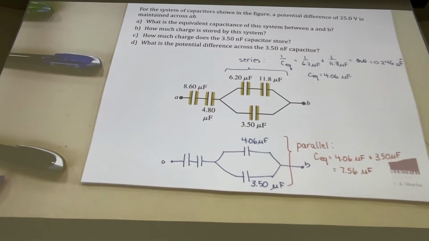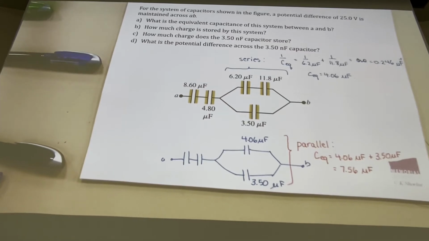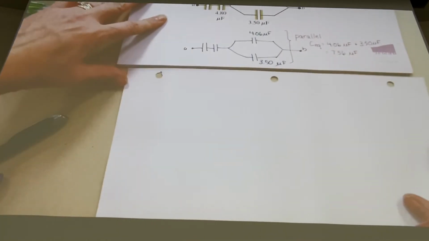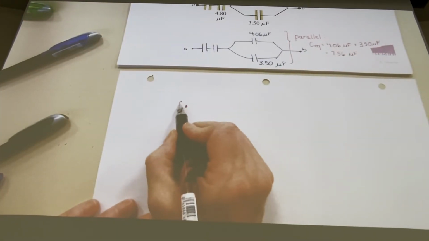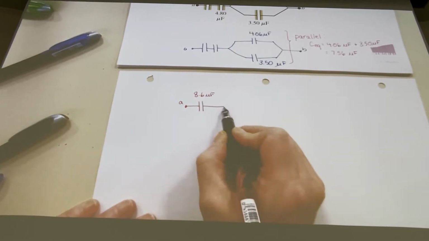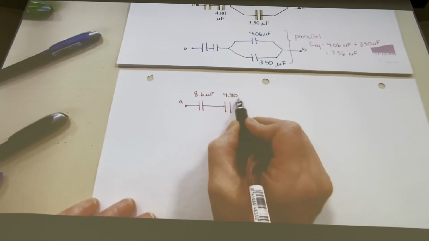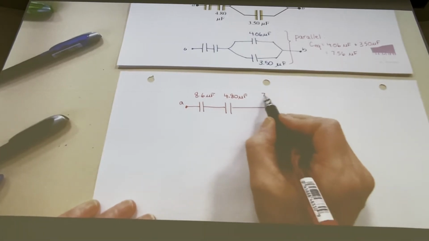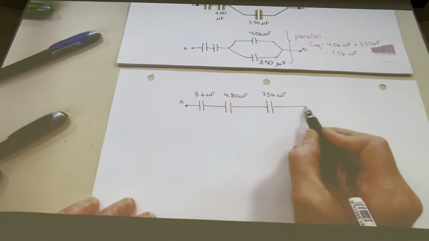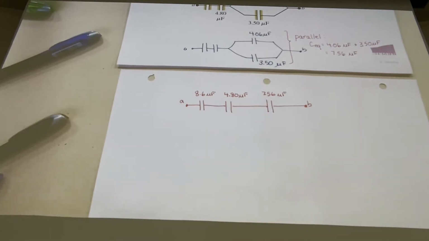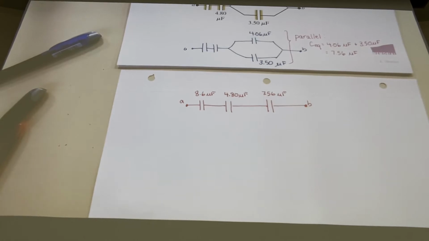Okay. Next, I have to redraw my circuit. I have to take out those parallel capacitors and put in the equivalent. So I've got my point A here. My first capacitor is the 8.6. My next capacitor is the 4.8. And then I've got this parallel combination, which was 7.56 microfarads, and then that connects to point B. Okay, I've got 3 capacitors, all connected in a line. That tells me it's a series combination, so I can finish by finding the equivalent of that series combination.